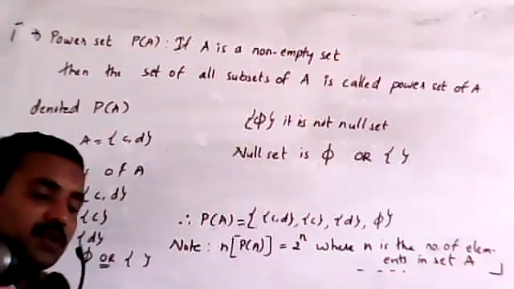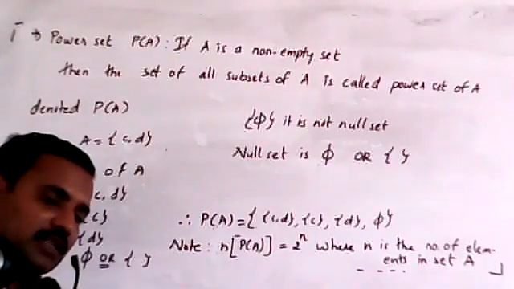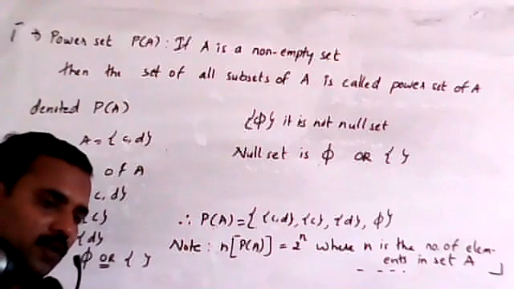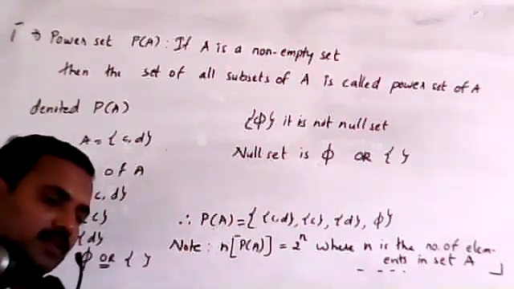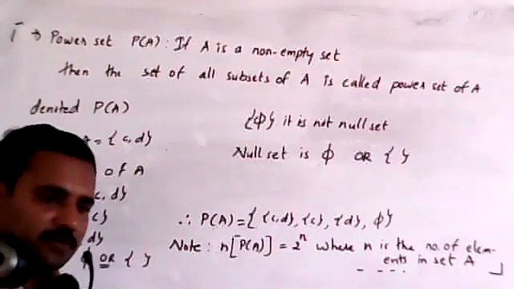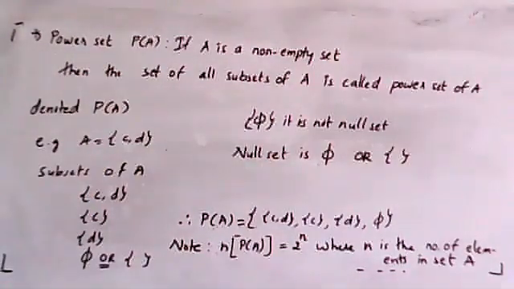1024 varieties of subsets can be written for a given set. That set has totally how many elements? 10 elements. That is 2 to the power of 10 is equal to 1024 subsets of the given set. Okay, that is the power set. We'll go with exercise problems.